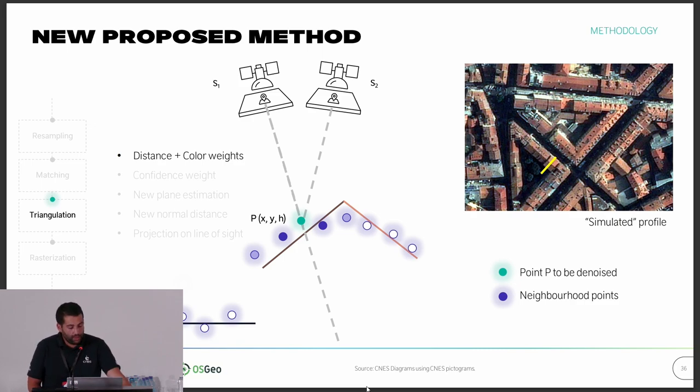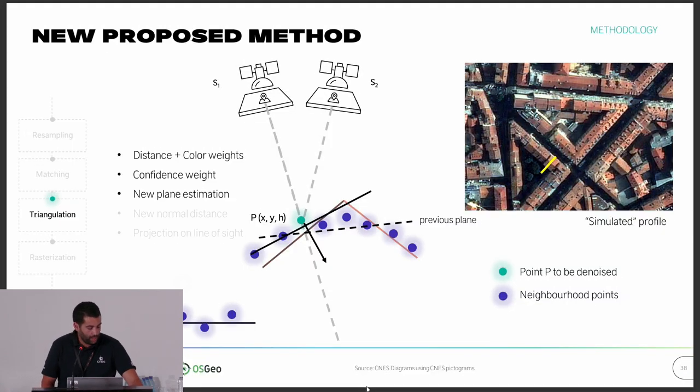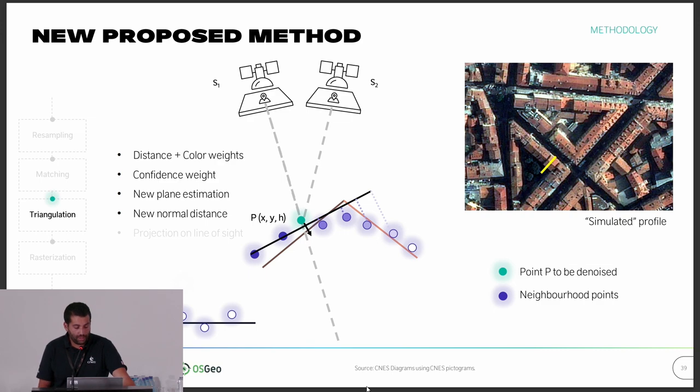We also use the color of the point to compute the mean of the weight of the denoising and the confidence, and so we obtain a new, better plane estimation, and the points with the normal distance allow us to go in the right direction.